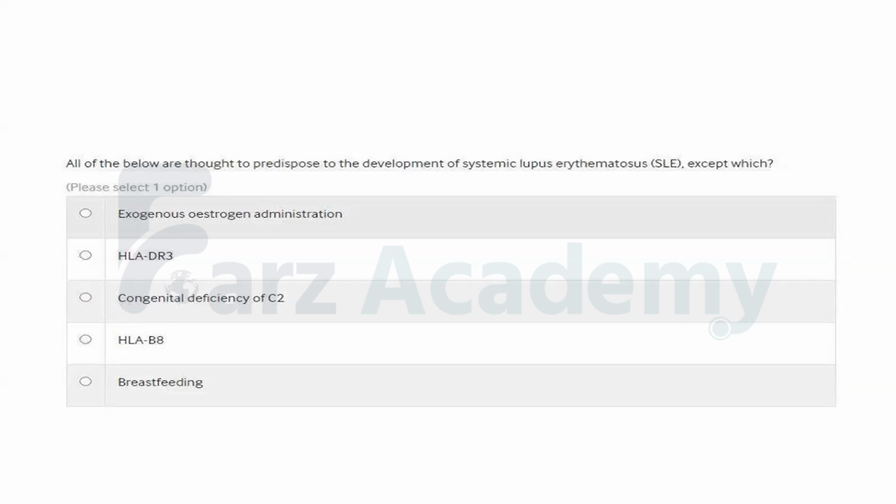All of the below are thought to predispose to development of SLE except: exogenous estrogen administration, HLA-DR3, congenital deficiency of C2, HLA-B8, and breastfeeding.